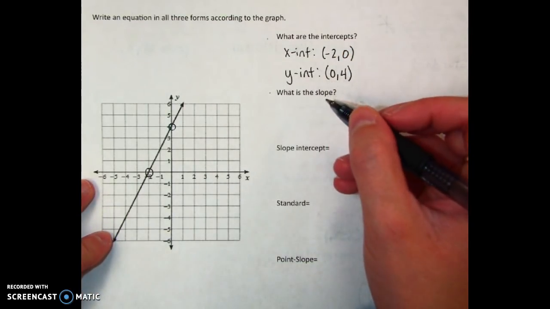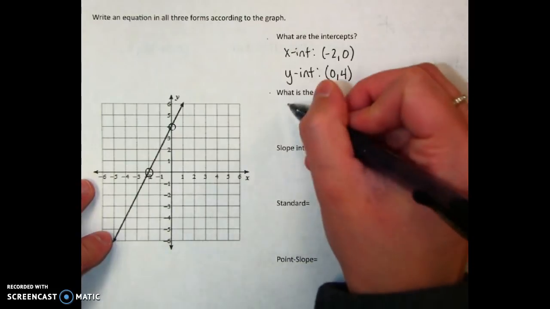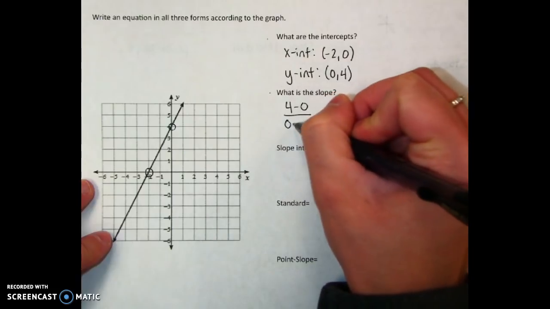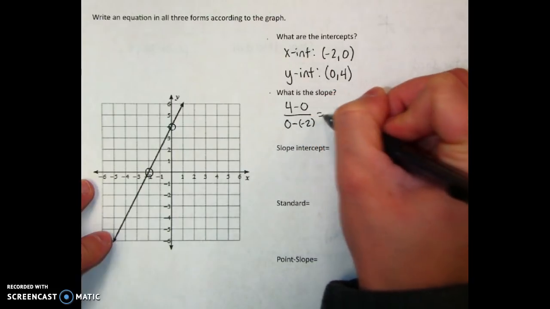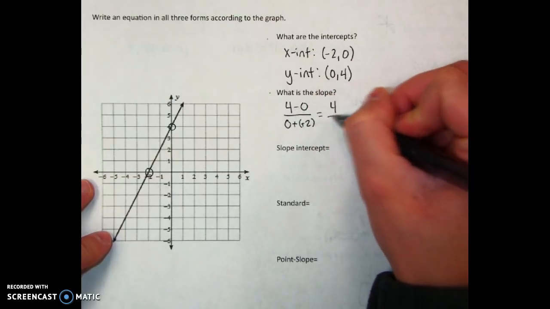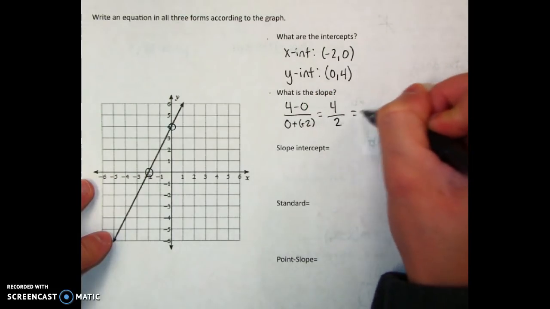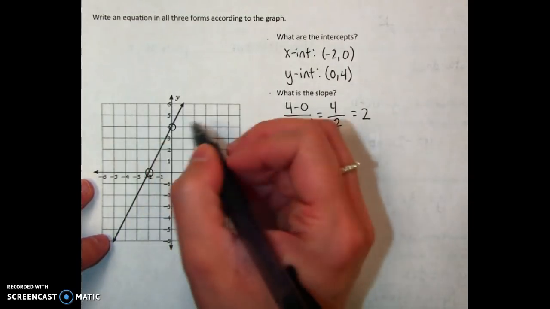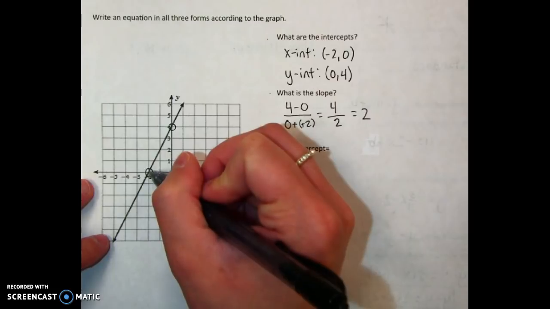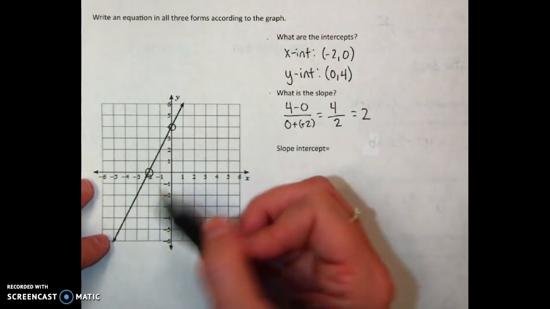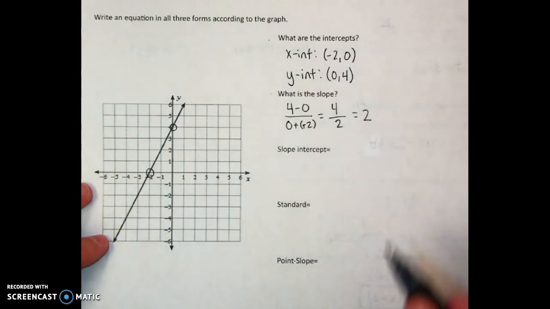The slope, I would just do, let's see, 4 minus 0 over 0 minus negative 2, which is really plus 2. So 4 minus 0 is 4, 0 plus 2 is 2, that simplifies to 2. You could also get the slope from counting up and over. If you count up and over, you get 4 over 2, which reduces to 2. So 2 over 1 if you did it that way.